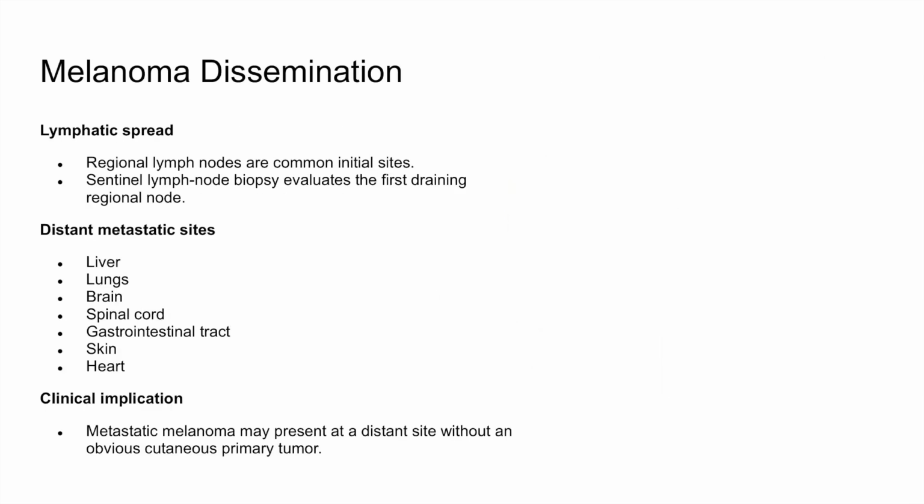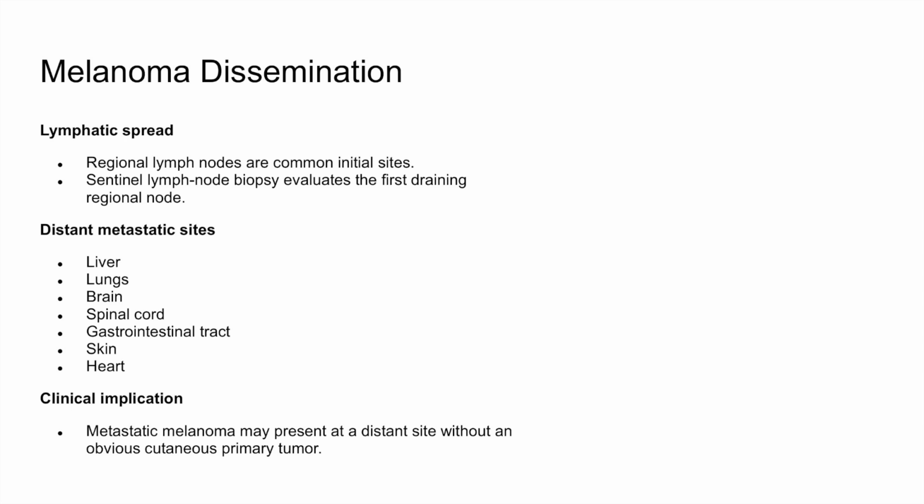All right, so melanoma spreads through both lymphatic and hematogenous routes. Regional lymph nodes are common early sites, and sentinel lymph node biopsies evaluate the first node or group of nodes receiving drainage from the primary tumor. This procedure is primarily used for staging and prognosis in selected clinically node-negative patients. Melanoma may also produce satellite or in-transit deposits within lymphatic vessels between the primary lesion and regional nodes.